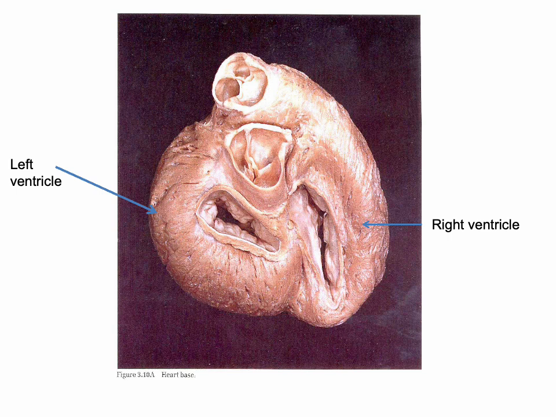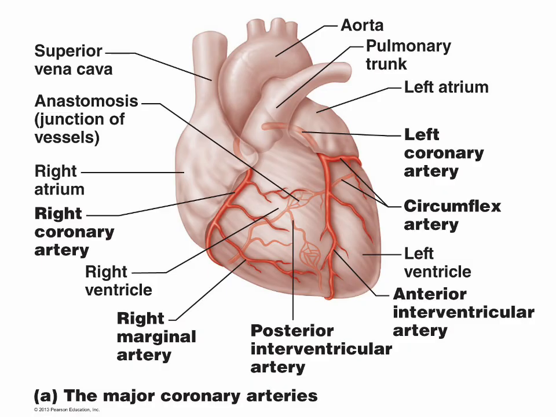Okay, so if this one is the right side, we see that there's a tricuspid valve. Okay, and on this left side we have a bicuspid valve. All right, we see a pulmonary semilunar valve and then an aortic semilunar valve. Okay, now with the coronary vessels we are going to see a right coronary artery and a left coronary artery.